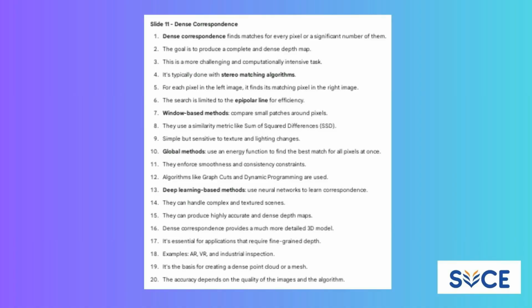Today, the most popular methods use deep learning, where neural networks learn to find correspondence and can produce incredibly accurate and dense depth maps, even in complex scenes. Dense correspondence is essential for any application that needs a fine-grained or complete 3D model, such as AR, VR, and industrial inspections.